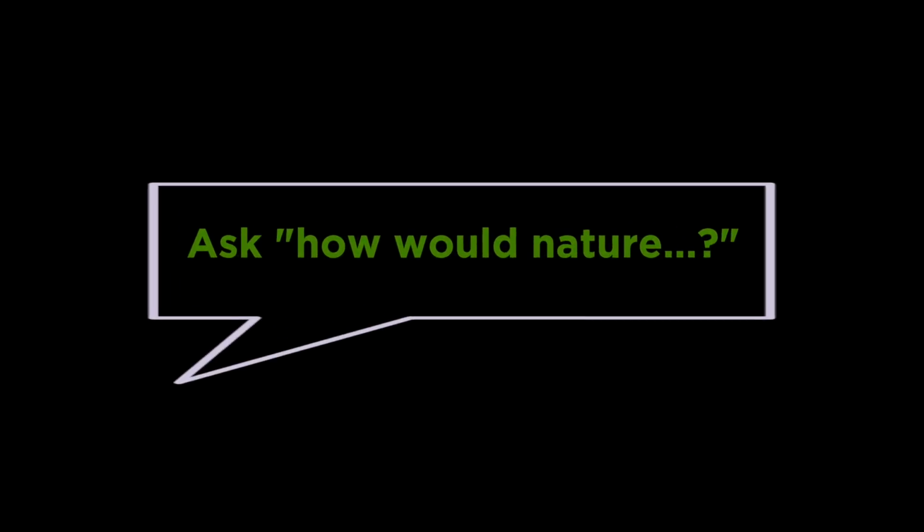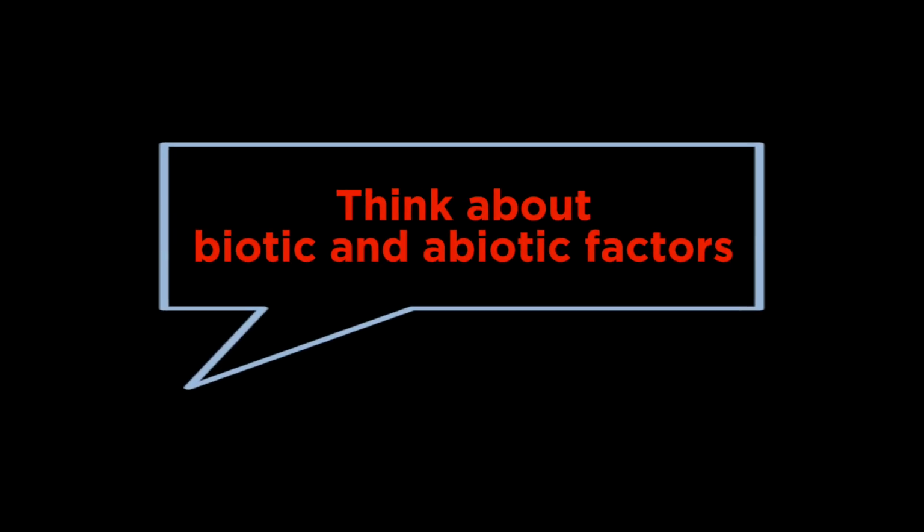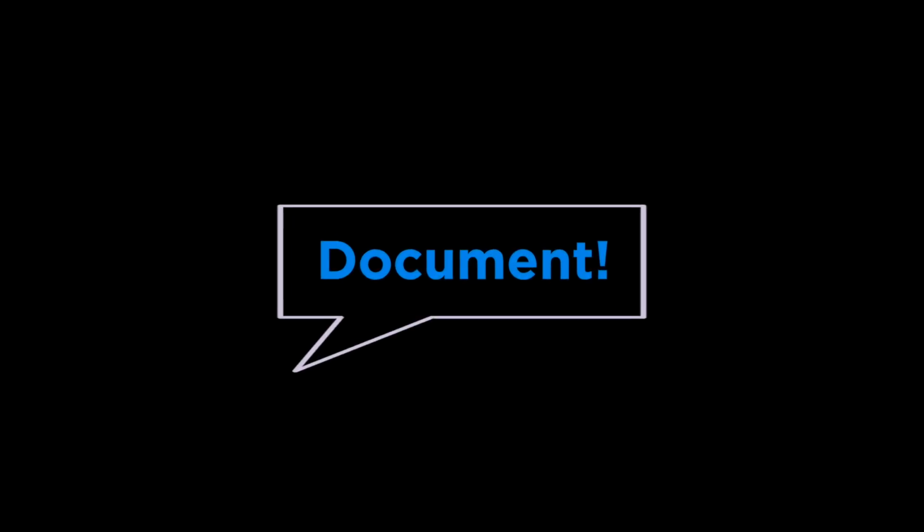Okay, so let's recap. First, keep an open mind and quiet your cleverness. Nature has many different ways of achieving a given function. And ask yourself, how would nature perform or accomplish a particular function? Think about biotic and abiotic factors. Make sure that you keep good track of what it is that you're finding.